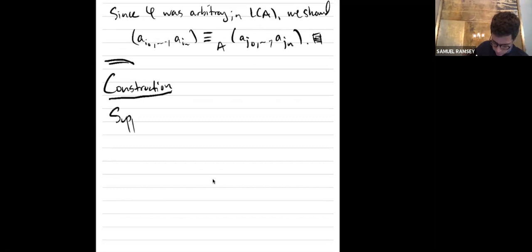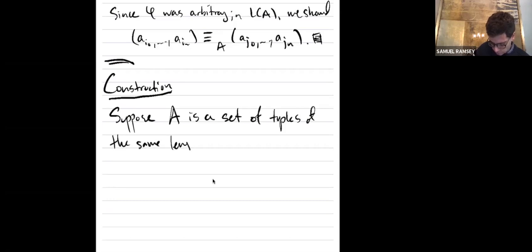Suppose A is a set of tuples of the same length, say inside the monster model. So small set. Small always means less than the size of the saturation. That's the important thing.